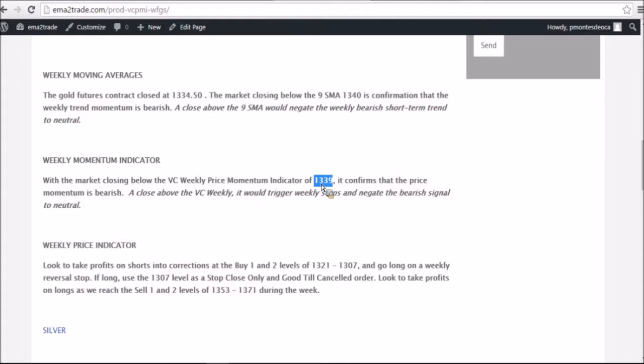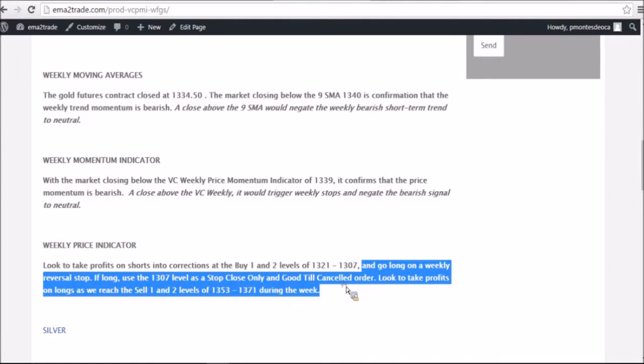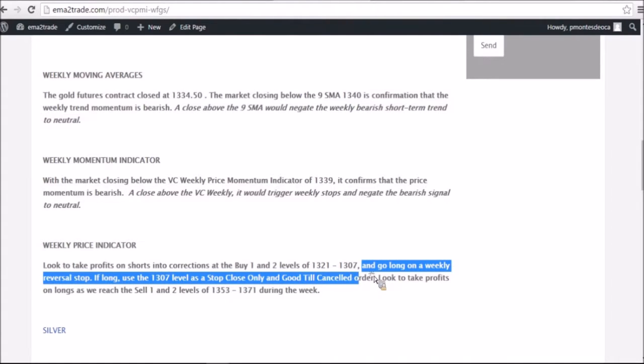When the price indicates to us a bearish trend, as it is here, and closes below the mean or the average price of the week, the price will revert back to the demand levels that you see here, buy 1 and 2 levels of 1321 to 1307. And this tells us that if we get down to 1321 or 1307, go long, and then use a 1307 stop. Go long on a reversal stop.